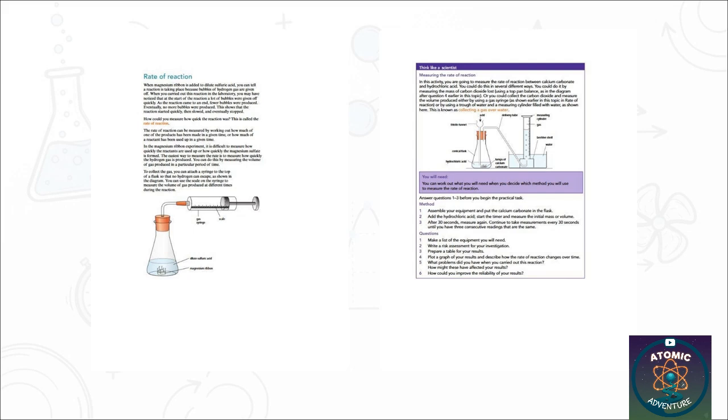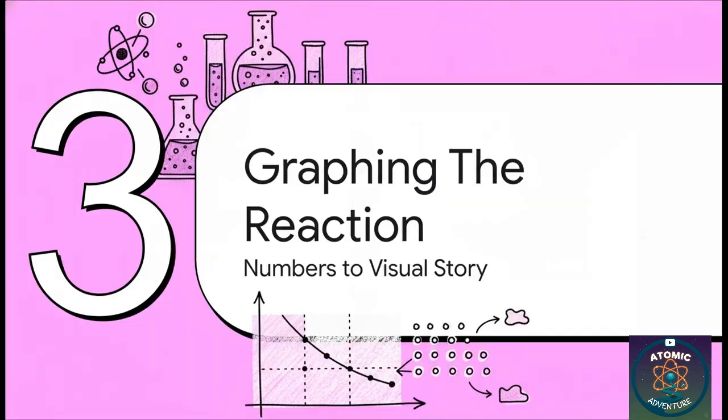First, you can use something called a gas syringe. You just attach it to your flask, and as the gas is made, it pushes the plunger out. Super simple. You just read the volume. The other way is to collect the gas over water. You bubble it into a measuring cylinder that's filled with water and turned upside down. The gas pushes the water out, and again, you can just read the volume. Both methods work great. Awesome.